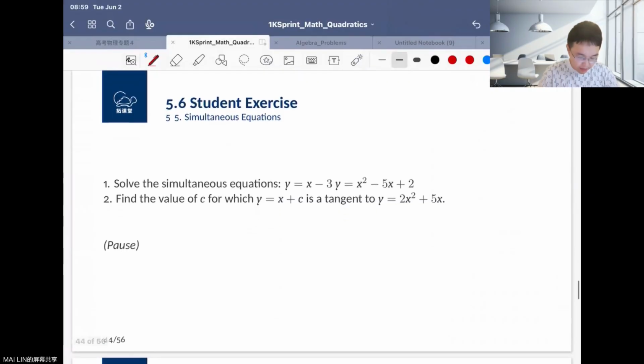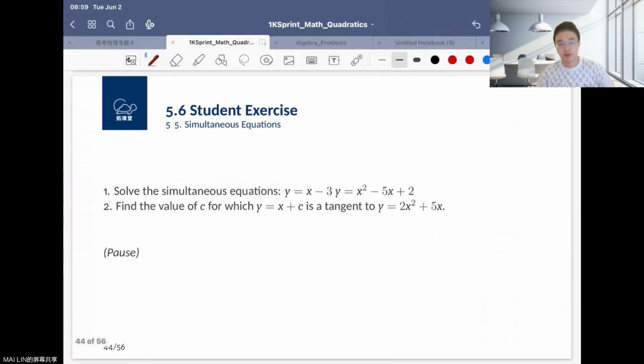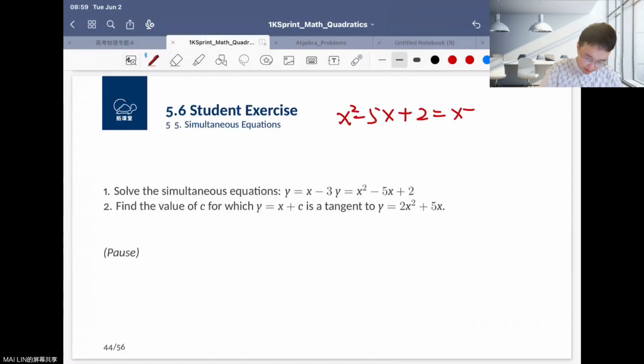For the three exercises, if you want to try yourself, you can keep going, or you can follow along with me. Let's move to the first problem: solve the simultaneous equations y = x - 3 and y = x squared - 5x + 2. Put them together, giving x squared - 6x + 5 = 0. So x = 1 or x = 5.